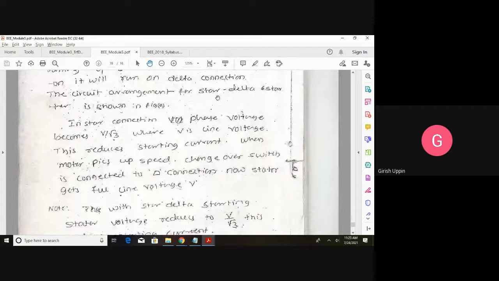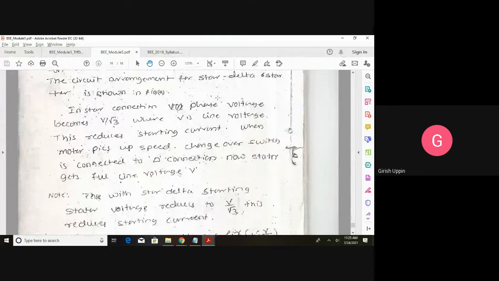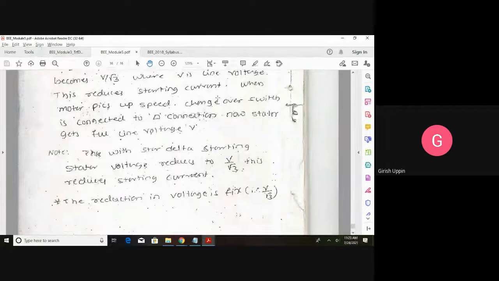In star connection, phase voltage becomes V by root 3, where V is the line voltage. This reduces the starting current when the motor picks up speed. The changeover switch is then connected to the delta connection. Then the stator gets the full line voltage. That is how it brings the current to a safe level and makes the motor start safely. With star delta starting, stator voltage reduces to V by root 3.